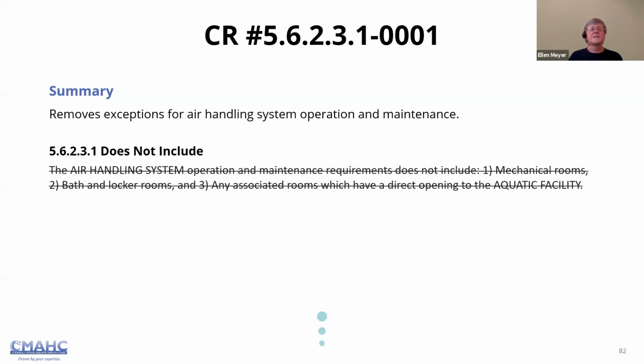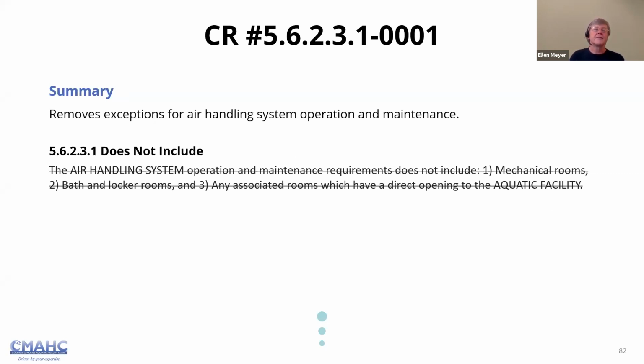All right, 56231-1 is taking out a requirement here that's, I guess, not really a requirement, it's more of an exception, sorry. The original text was: the air handling system operation and maintenance requirements do not include mechanical rooms, bather and locker rooms, and the associated rooms which have a direct opening to the aquatic facility.